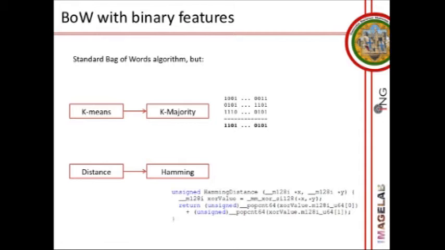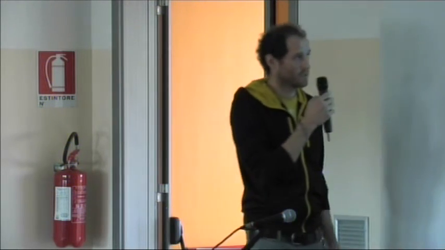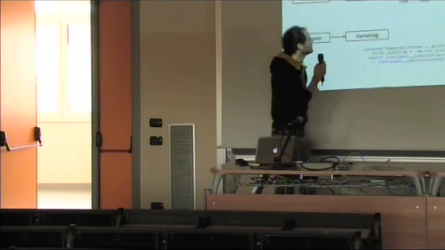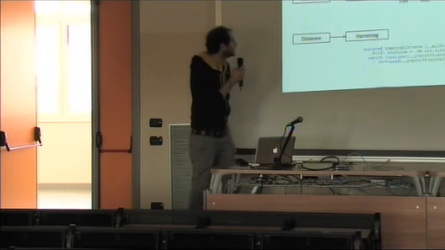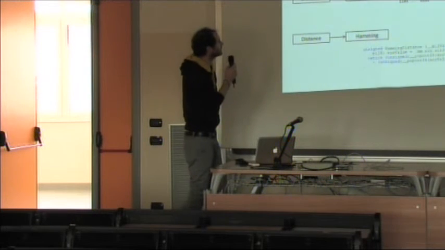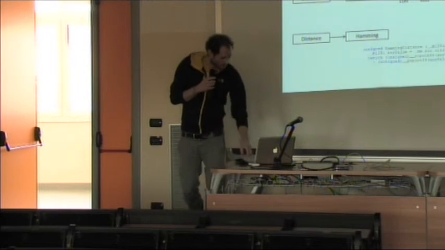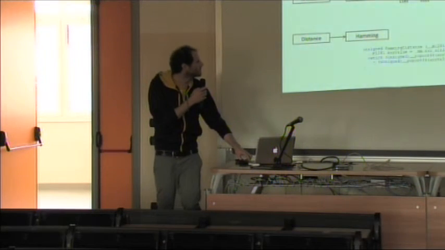So we do bag of words with the binary feature. Usually bag of words requires k-means, but in the binary space the mean is not defined. So we use k-majority, that basically counts the number of 0s and 1s in the position of the feature, and then if the majority is 1, it says that the mean is 1, and otherwise 0. And because these features are binary, we can use Hamming distance, which can be computed really fast on both PC and mobile devices.